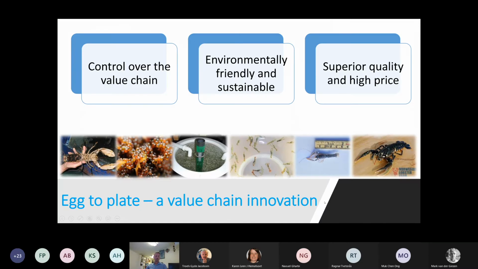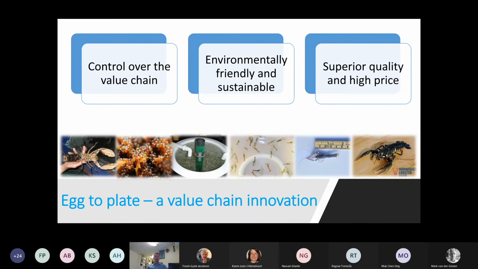The main idea of doing this work was to control the value chain. We are the only company in the world that has succeeded to produce lobster from mother and father, or hatching the eggs and up to the portion size and Michelin restaurant plates. So we need to control every single element upstream and downstream. And we're also concerned about the environment. So we try to do an environmentally friendly and sustainable approach for our production. Our product is what they said was a superior high quality, and we received a very high price in the market.